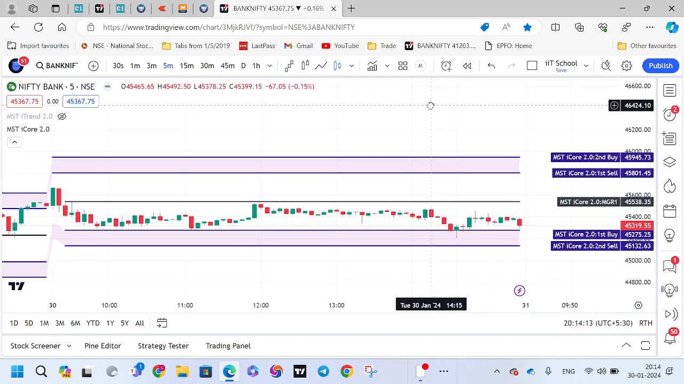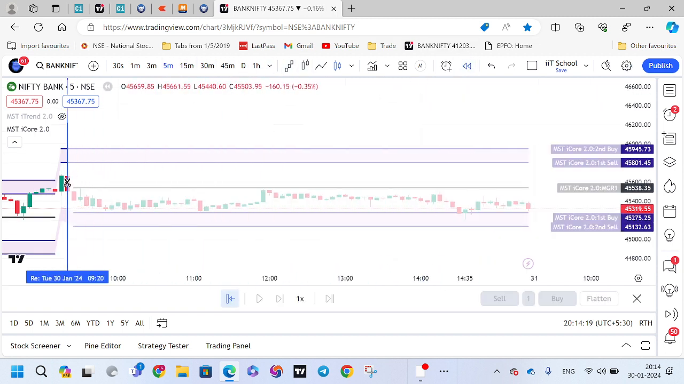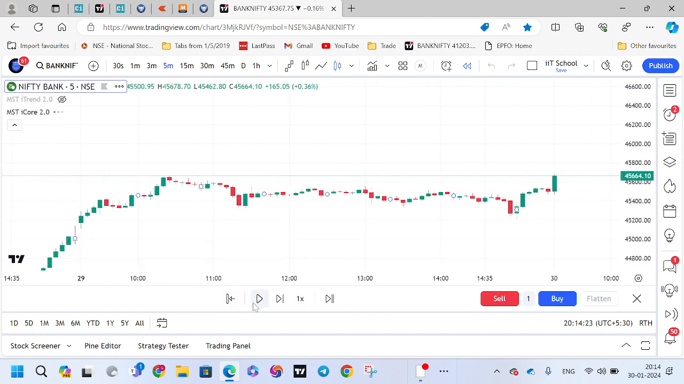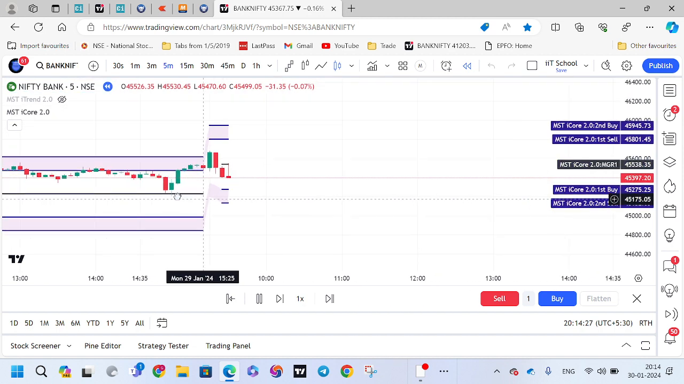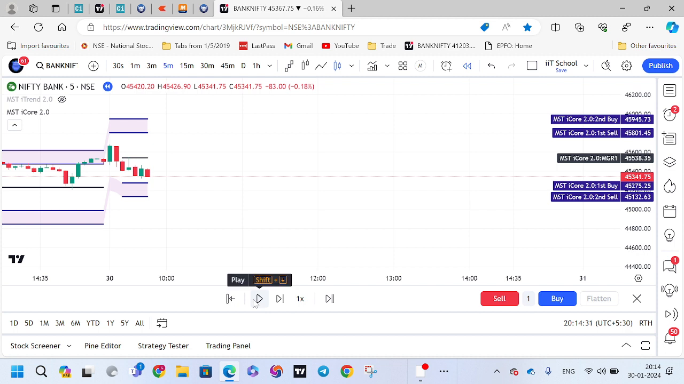Now if you see here, I am keeping the 5 minutes time frame and I am doing bar replay. So the market has just opened. Once the market has opened, we will get 2 lines on the top side and 2 lines on the bottom side, and in the middle we will get 1 line.